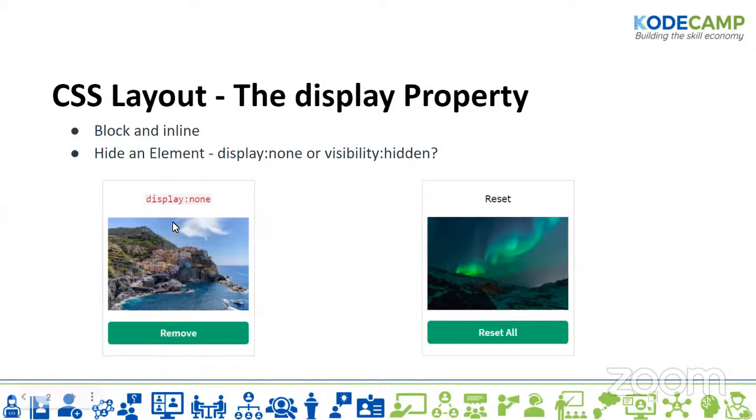So display of none removes the entire block and adjusts the other content. Visibility of hidden just removes the content but still leaves that space. So let's have that in mind. That is an additional thing that you can do with your display property.